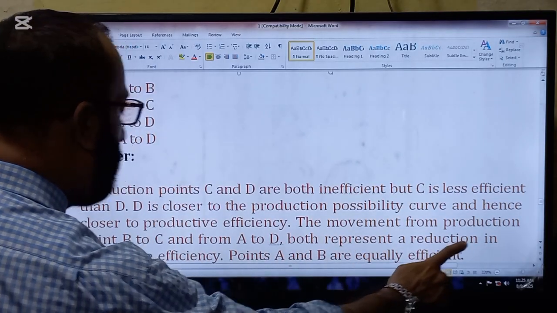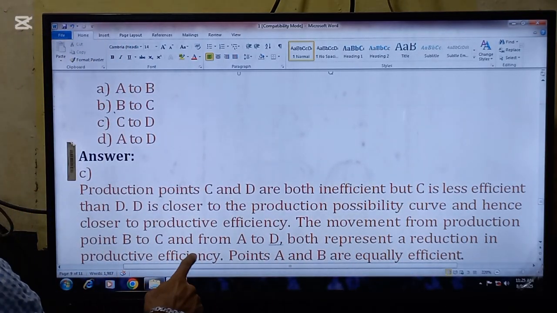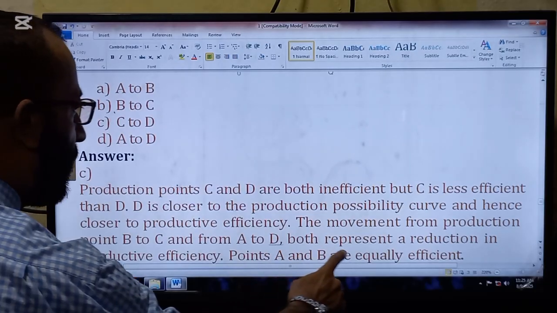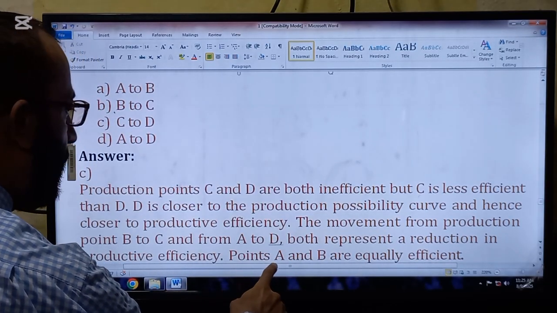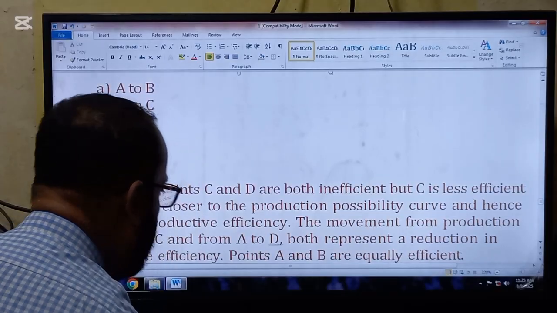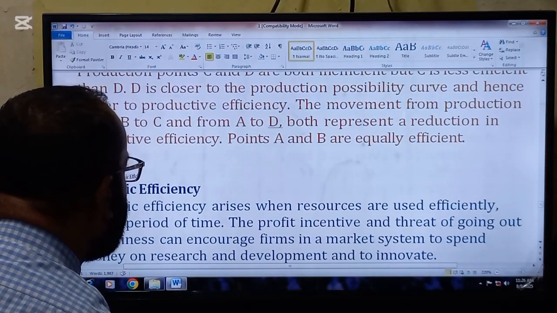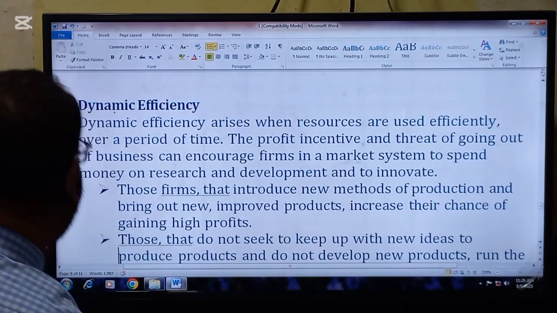The movement from production point B to C and from A to D both represent a reduction in the productive efficiency. Point A and B are equally efficient. So C to D is the answer.